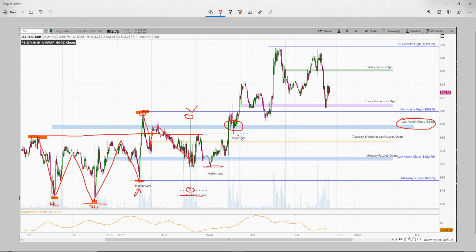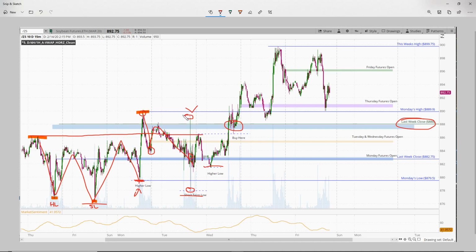So that's why we're here looking for a safe entry. You probably would have got stopped out here if you said, well, I'm a buyer here because this looks like a short-term low. You would have got stopped out here. That's for sure.